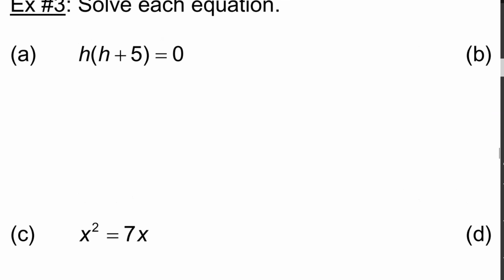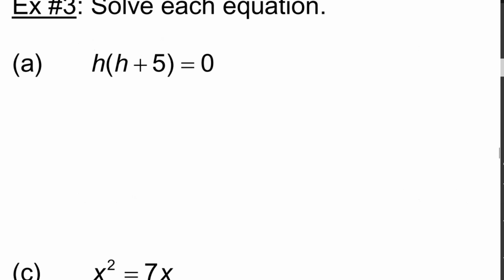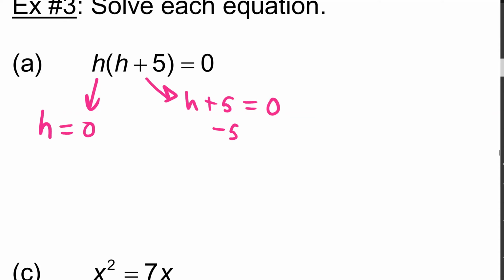Okay, solve each equation. Literally what we're doing, take each factor, set equal to 0. So notice I have two factors. I set the first one equal to 0, h equals 0, literally I'm done. And then I set the other one equal to 0, h plus 5 equals 0. To get h by itself, I have to subtract 5 on both sides. So you say h equals negative 5. So the two solutions would be 0 and negative 5.